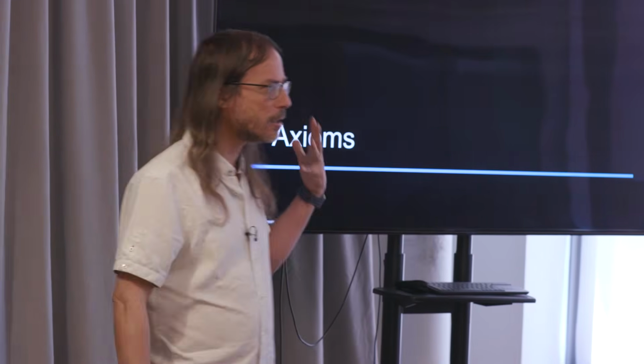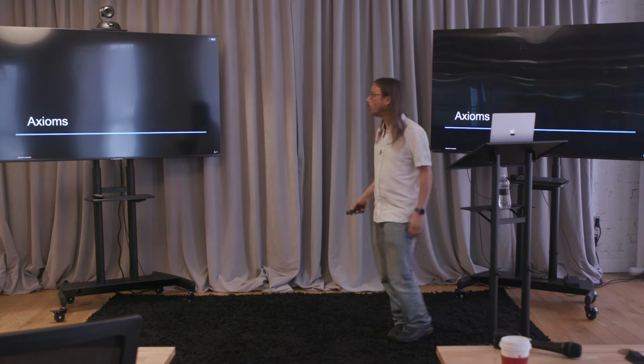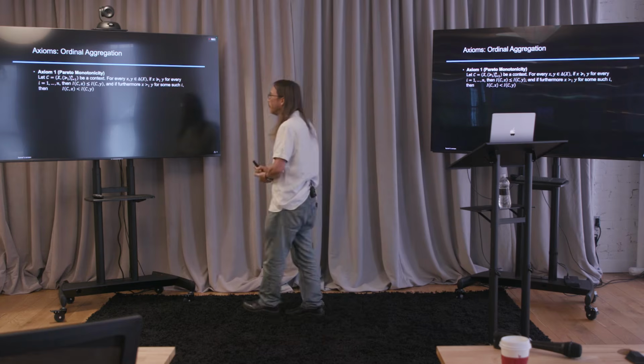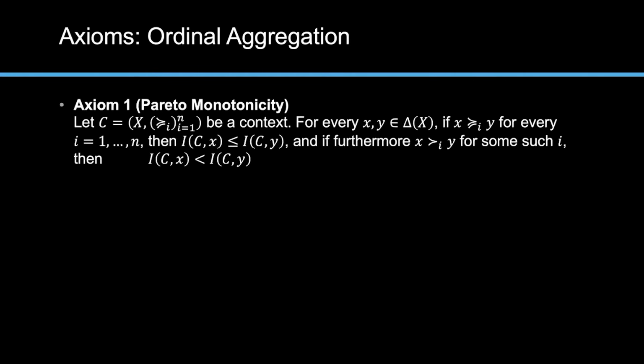Okay, axioms. So we're going to have 7 axioms that define our social inefficiency function. I know 7 is a lot, but you need to pinpoint something cardinally that requires work. First axiom is Pareto monotonicity. As we said, the classic version would be, let this be a context, for every x and y, if x is weakly preferred to y by everyone, then the inefficiency better be weakly smaller. If it is strictly preferred to y by even one person in addition, then the inefficiency better be strictly smaller.